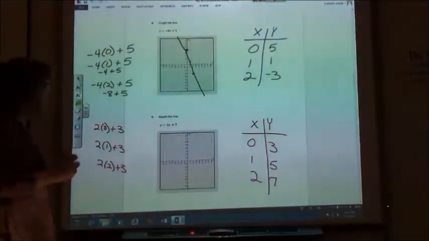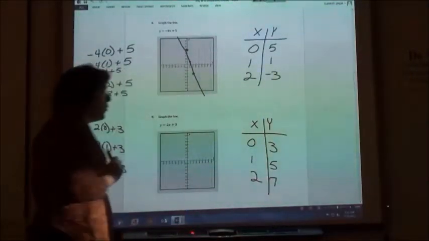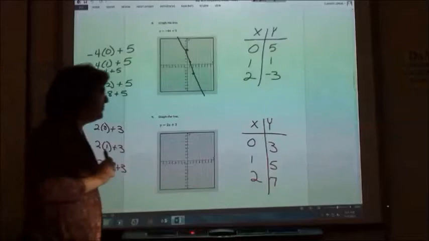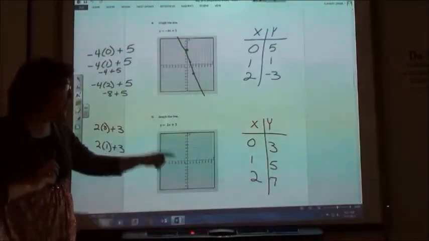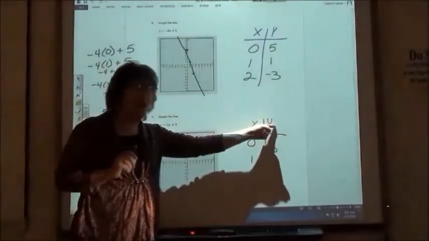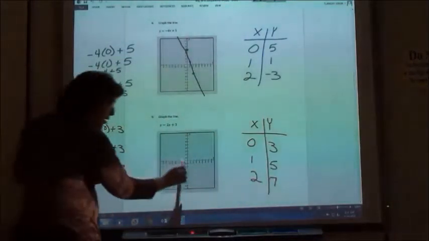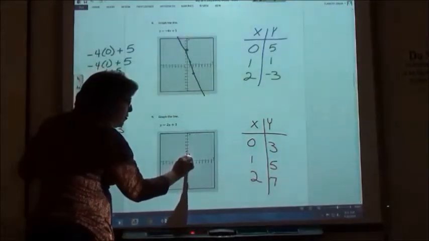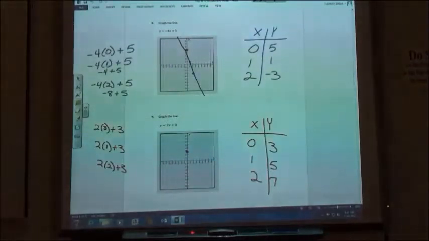So 0, 3. How do I plot 0, 3? Over first, up second. The x is the left or right, the y is the up or down. So it's over 0, then up 3. We know that should be our y-intercept, right? 3 is our y-intercept.